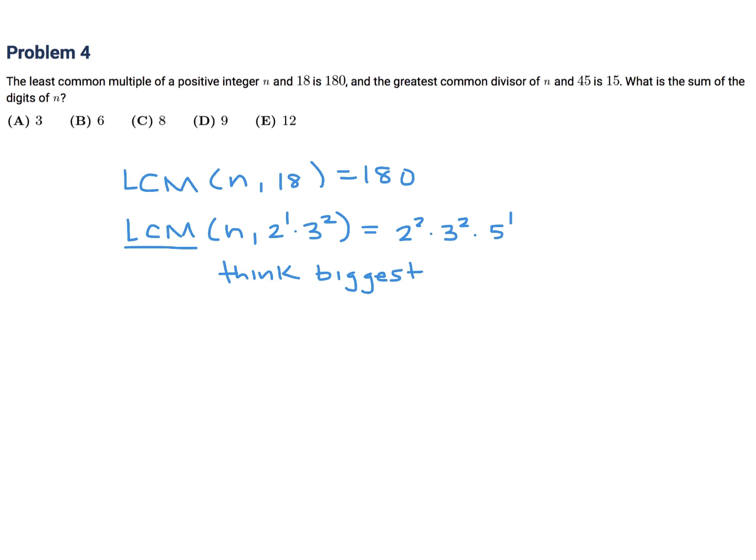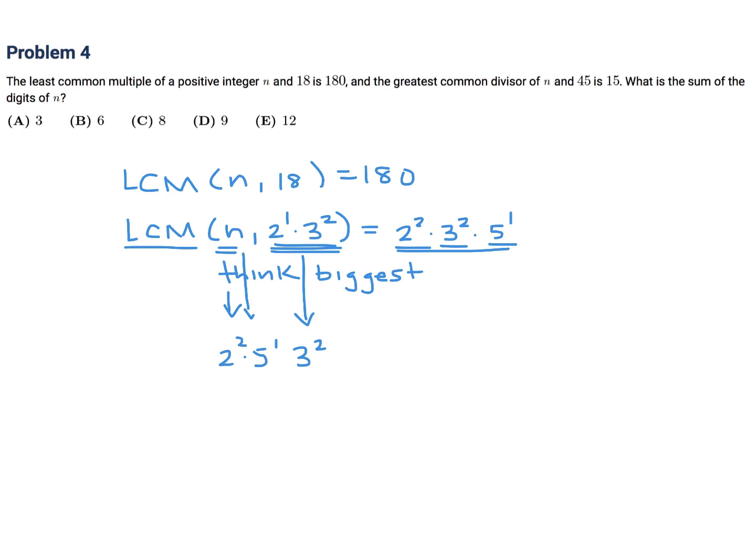So in order to get the 2 to the power of 2, it had to be from here or here. Well, it's obviously not here, so it had to be from here. So that means that n has to have a 2 to the power of 2 in order for this to work. In order to get this 3 to the power of 2, it obviously came from here. So there we go. And to get this 5 to the power of 1, well, there is no 5 to the power of 1 here, so it had to have come from that n. So that n has in it at least a 2 to the power of 2 and a 5 to the power of 1.